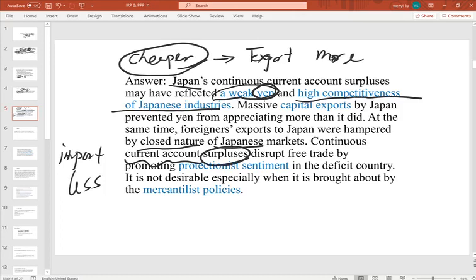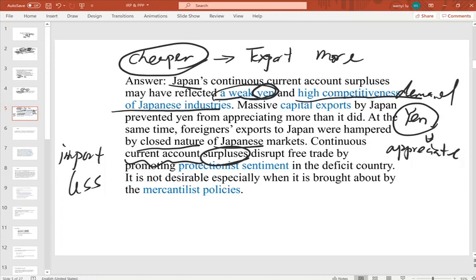If this happens, it will push their currency to appreciate. Because if they are exporting more, the other countries need to pay in yen for their imports. So if they pay more yen, it means more demand for yen, which means the yen will appreciate.